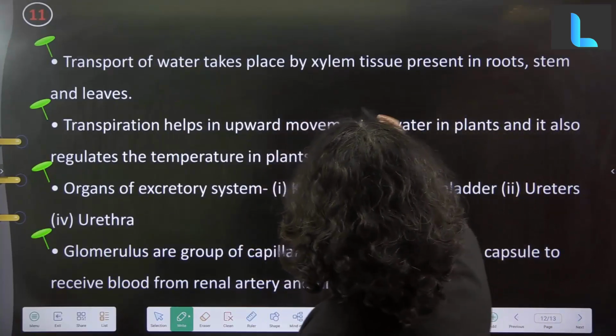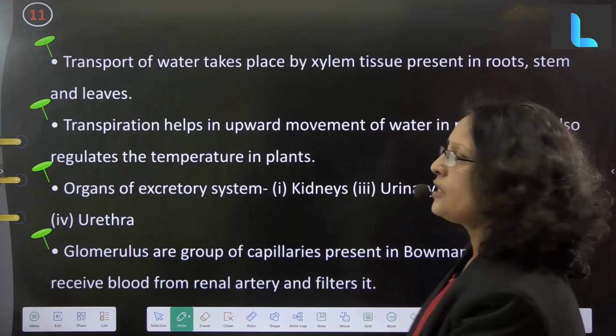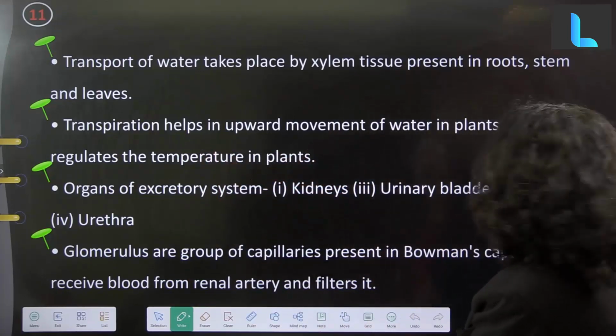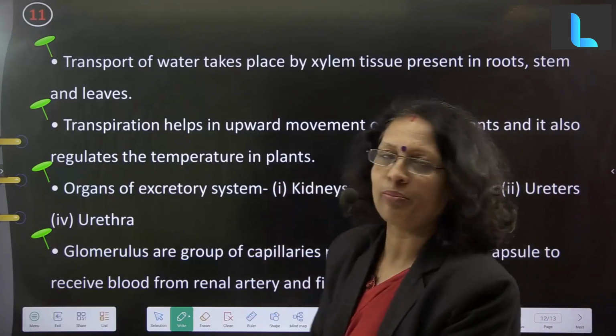Transport of water takes place by xylem tissue present in roots, stem and leaves. Okay, transpiration helps in the upward movement of water in plants and it also regulates the temperature in plants.